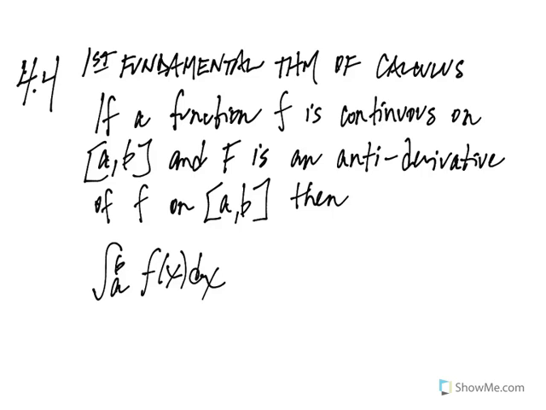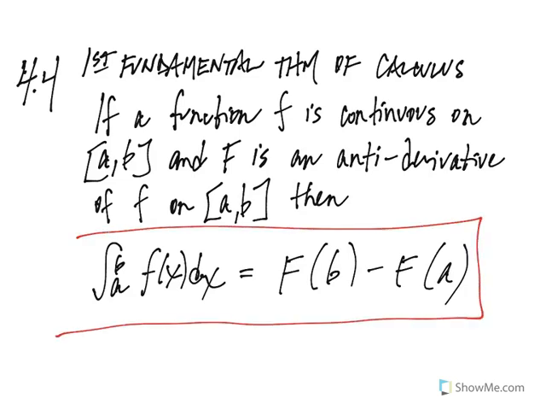The area underneath the function f of x dx over the interval from a to b is equal to the antiderivative of f evaluated at the upper limit b minus the antiderivative of little f evaluated at the lower limit of a. This, people, is the shortcut you have all been waiting for.